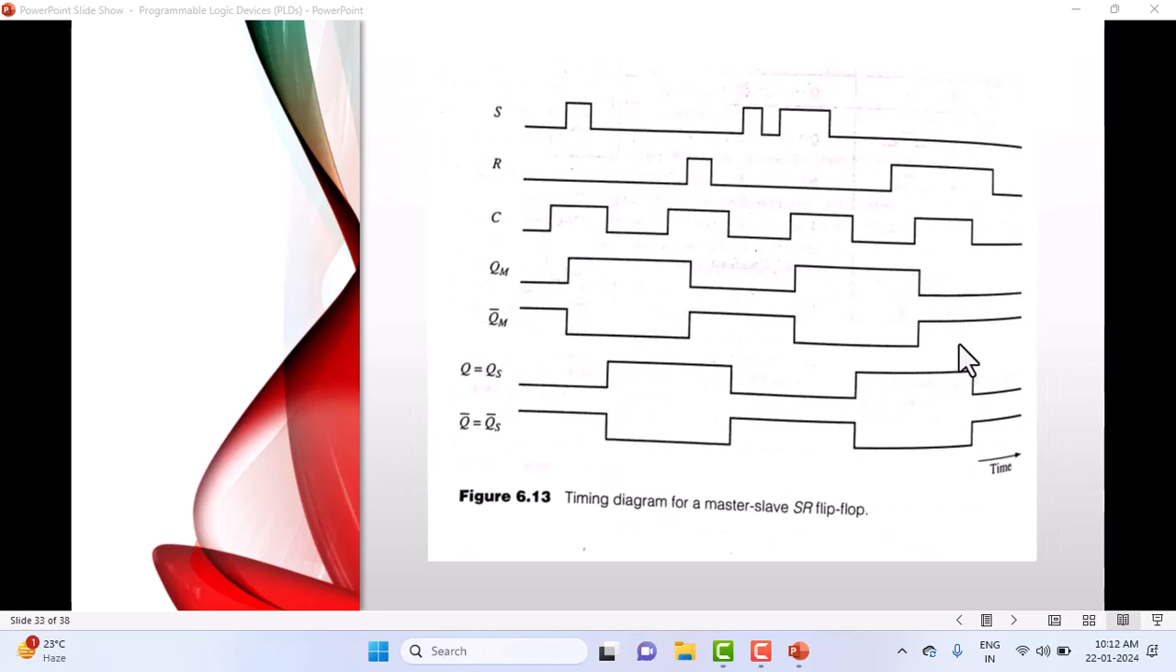Now we'll come back to the waveform here. This is what I told you. Many students will feel difficult to understand this waveform. Can anybody tell me how you understand this? Because after we explain the truth table, after understanding each and every case, can you now interpret this waveform?